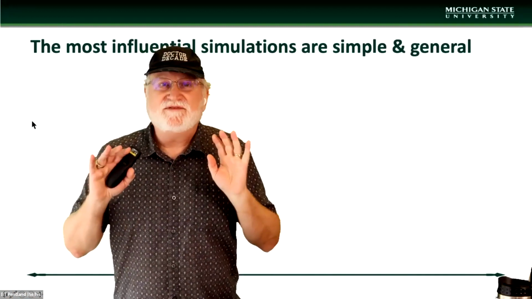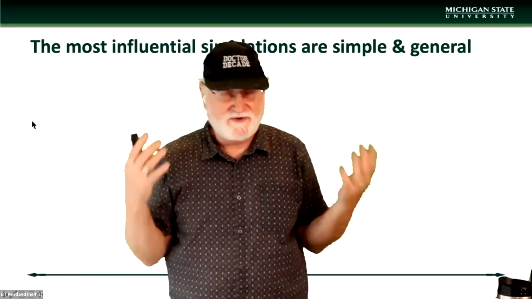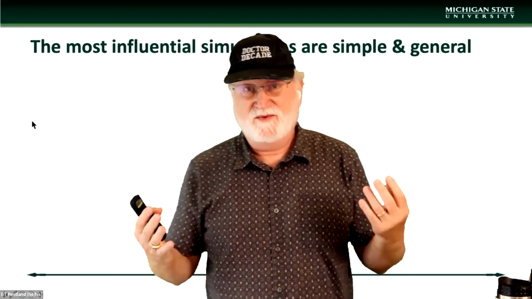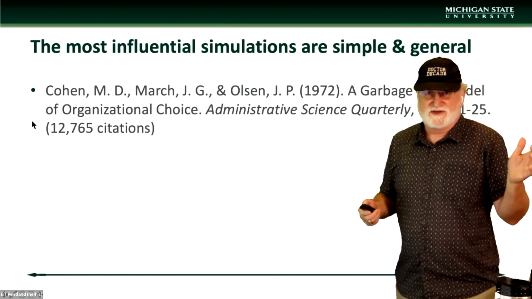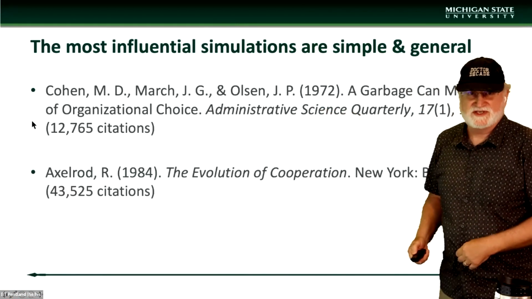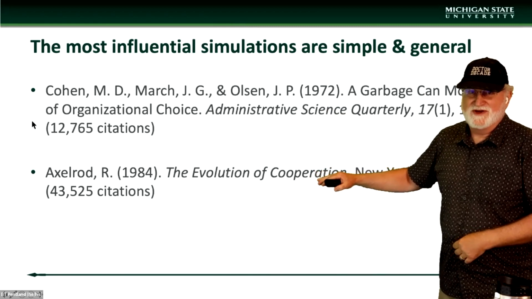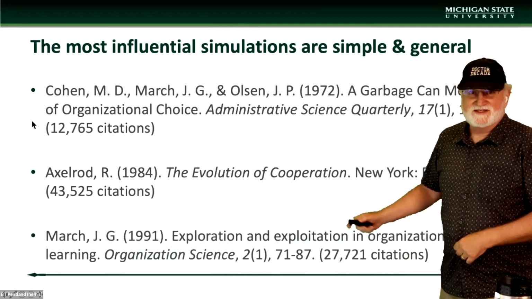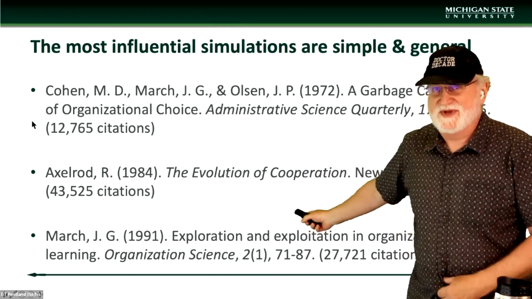The most influential simulations, and this whole workshop here is about theory building, right? The ones that are the most powerful and influential have been simple and general. So Cohen and March, garbage can model of organizational choice. Bob Axelrod's Prisoner's Dilemma, Evolution of Cooperation. Jim March, Exploitation and Exploration. People might not realize that's a simulation paper, right?